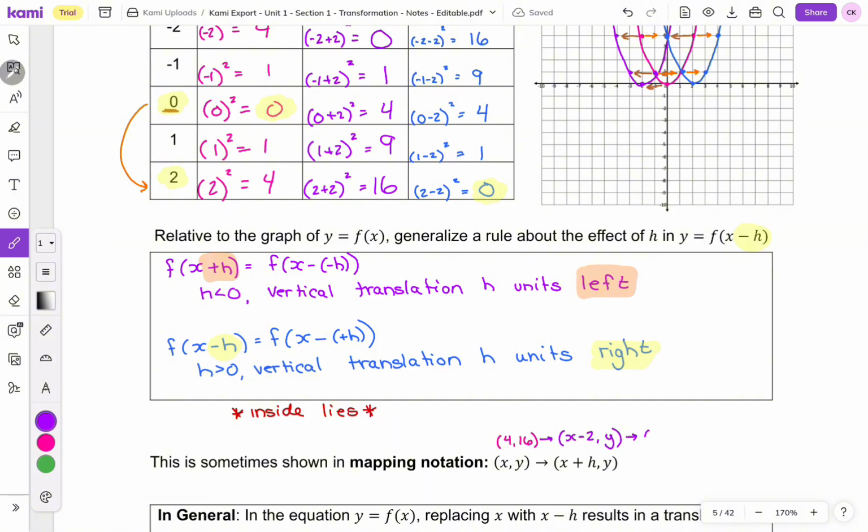So with our specific numbers, we would say, okay, I go 4 minus 2, 2. So my new translated point is going to be 2, 16. So this is just a way of looking at it kind of sequentially in your point with our mapping notation. But you have to be careful. Again, if I see a positive, it means I have a negative h value. So that's why we subtract 2 from our x value.